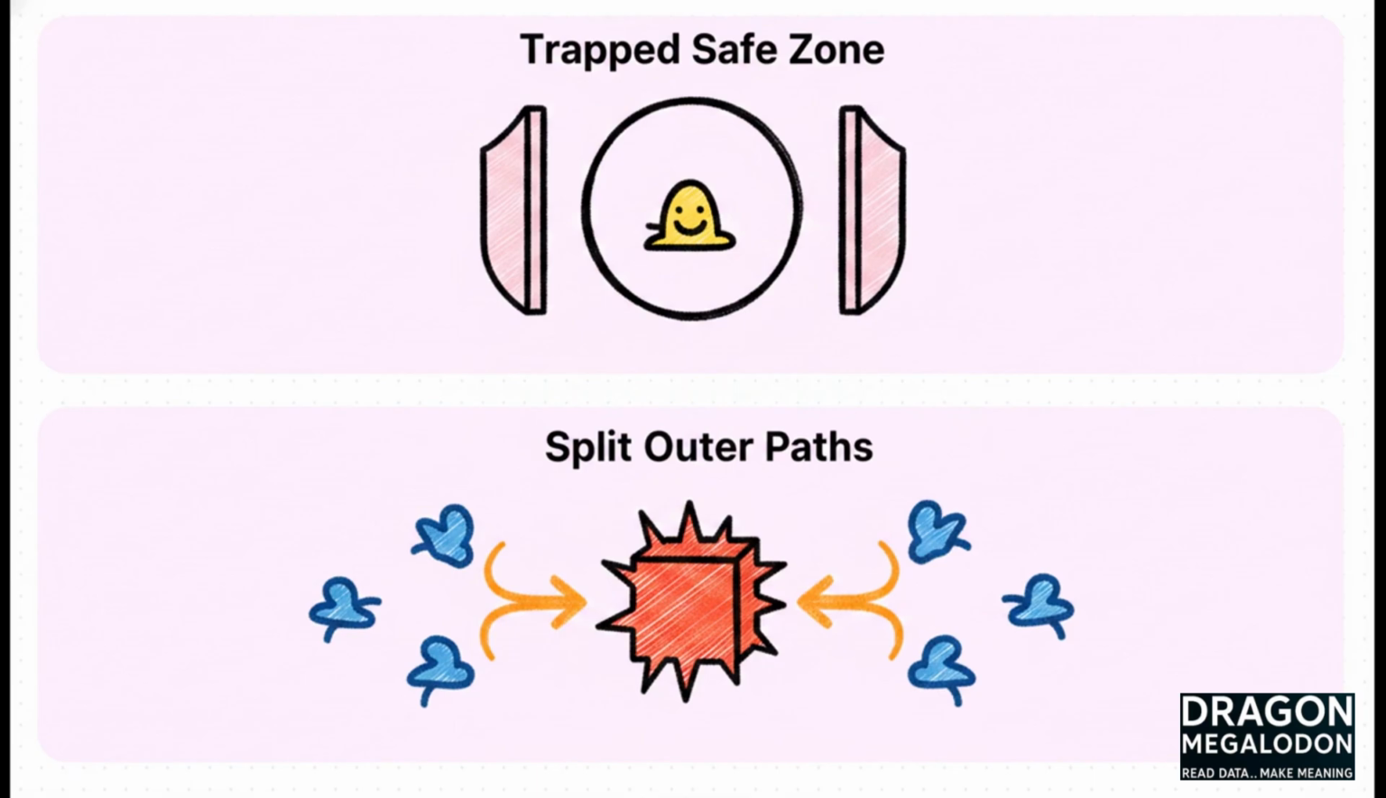If the absolute value of x is less than 5, you've got a trapped safe zone, because absolute value means distance. The distance from 0 is less than 5. That means your variable is physically trapped between -5 and +5. It lives comfortably right there near 0.